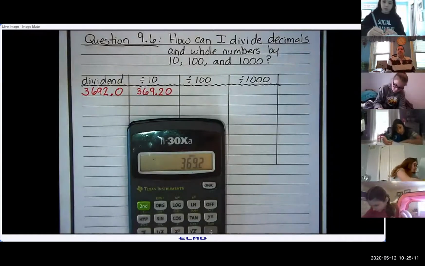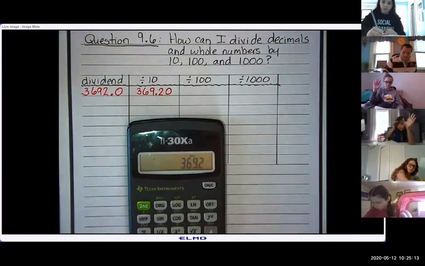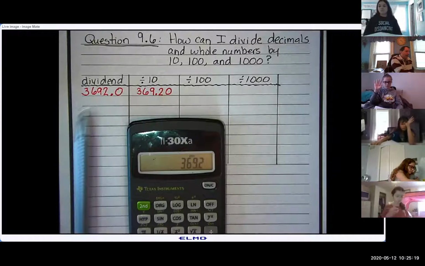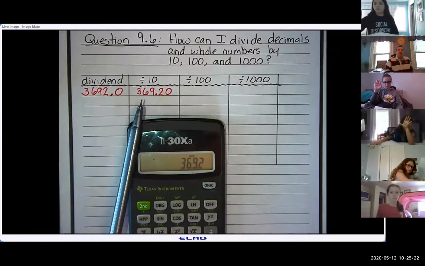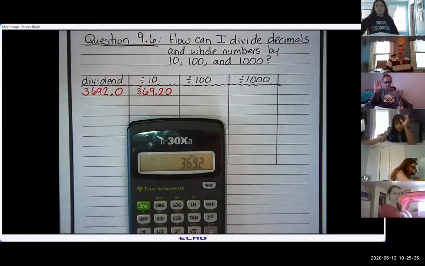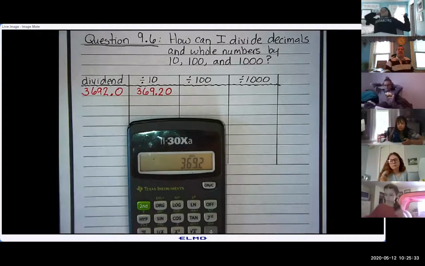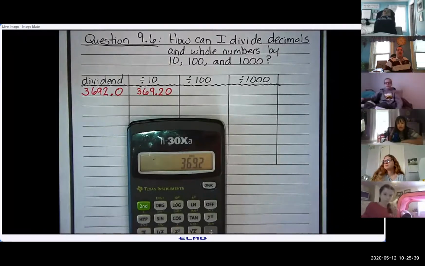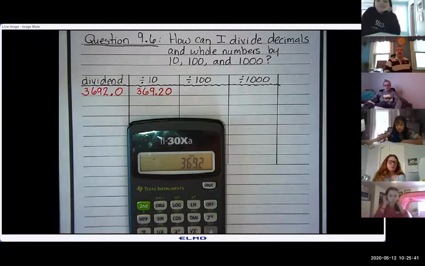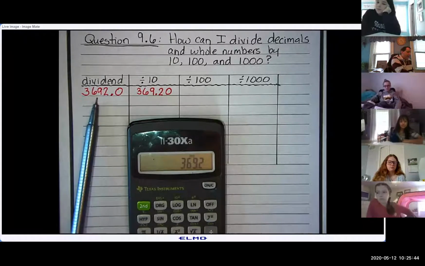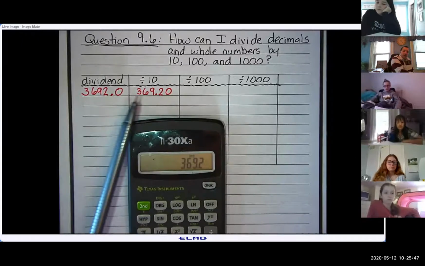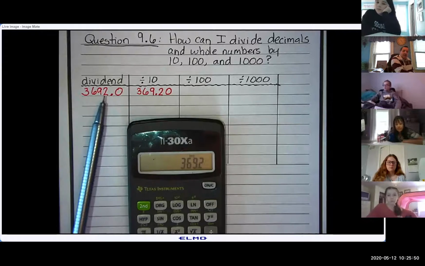What do you notice? Does anyone see something the same about the dividend and the quotient? Miss Flaherty. The decimal, it moved 1 space over. The decimal moved 1 space. What about the digits? What do you notice about the digits, Miss Flaherty? They're the same digits. Exactly. They're exactly the same. 36920, 36920. The only thing that's different is the decimal place went 1 space to the left.